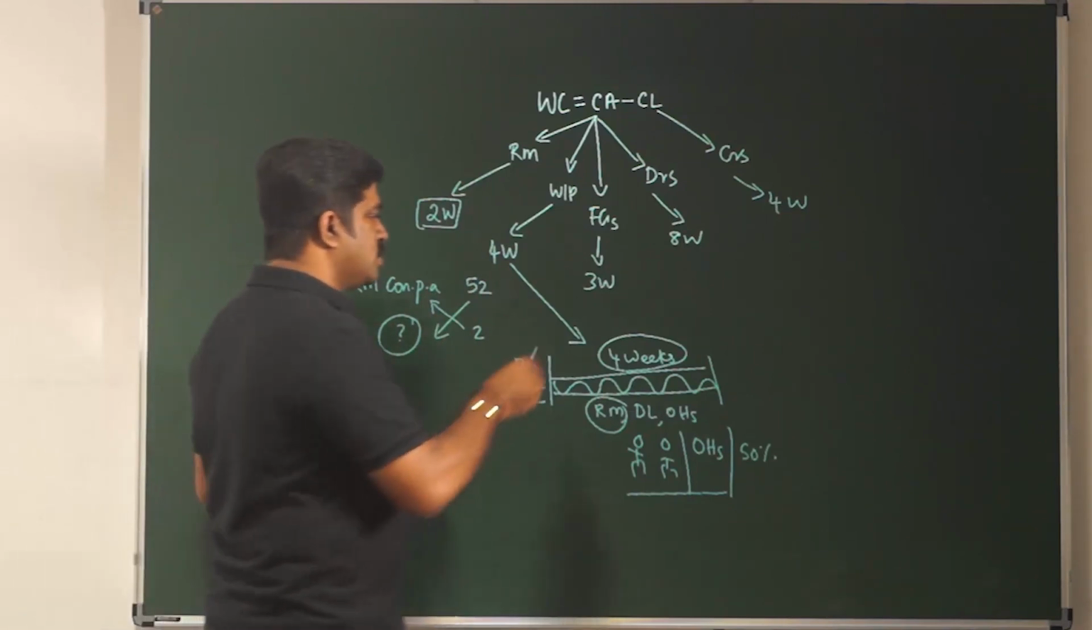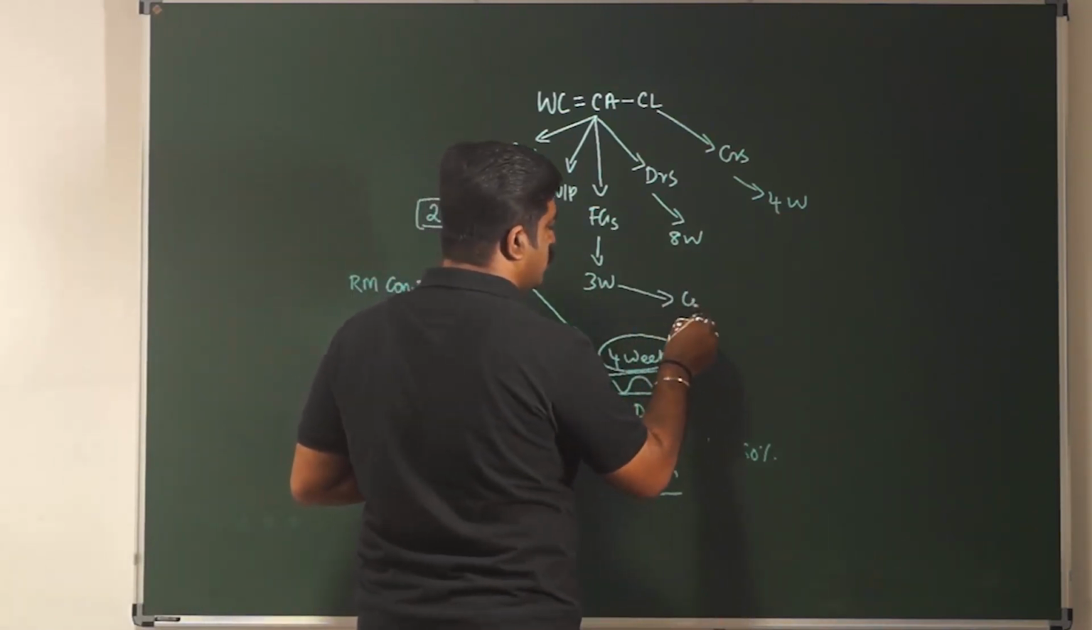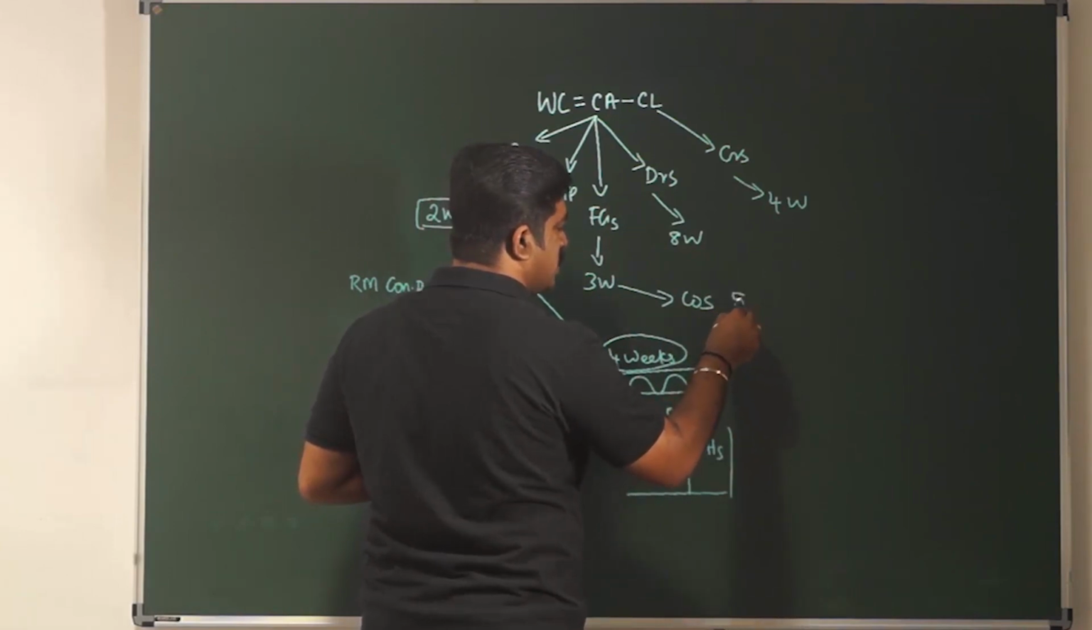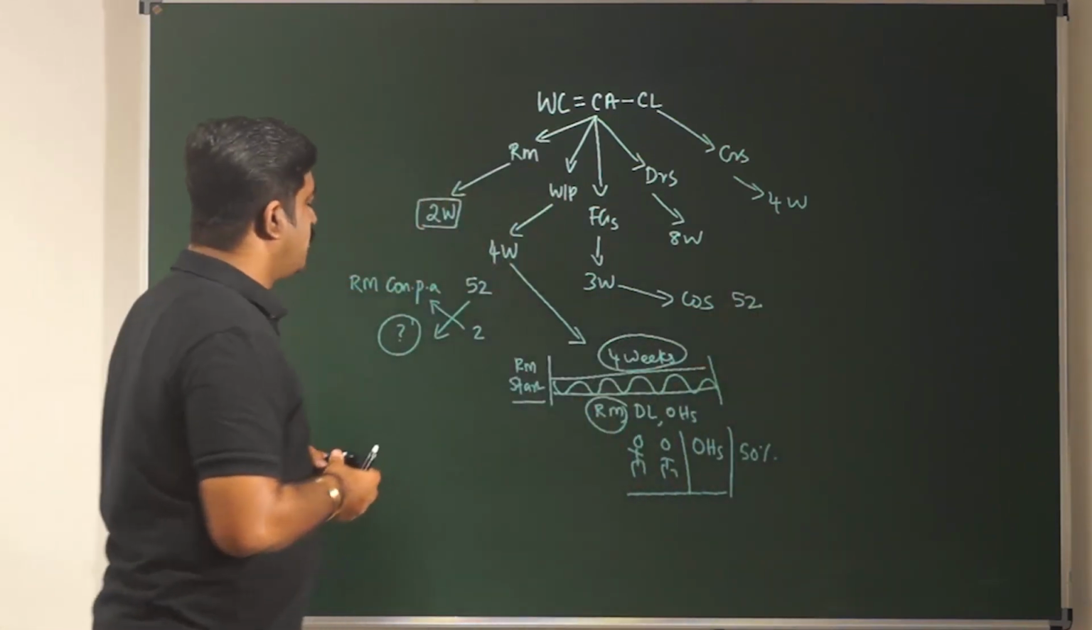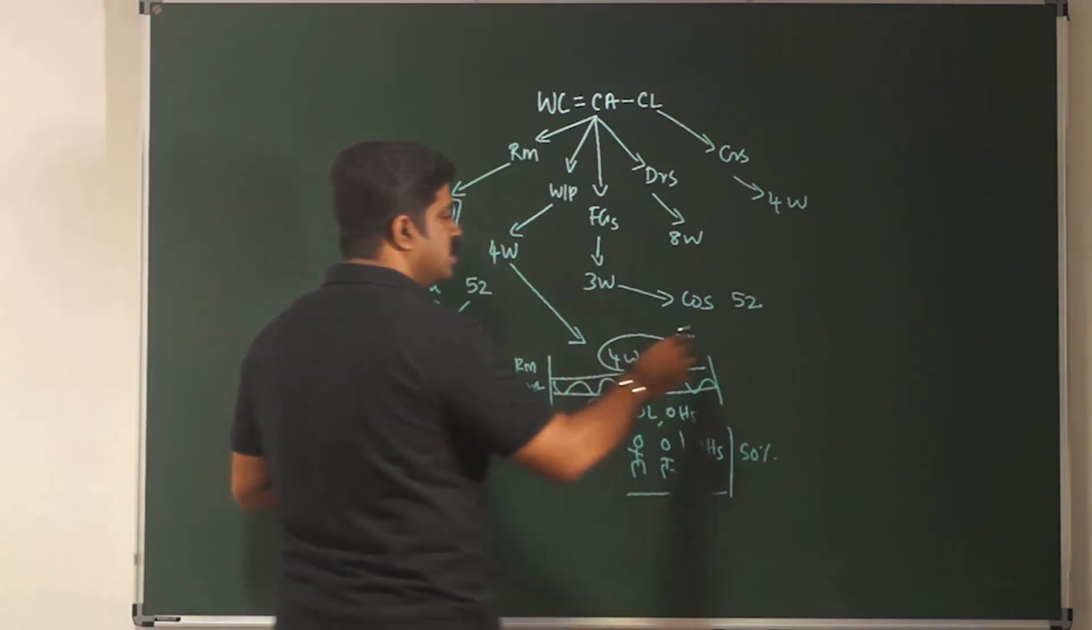What about finished goods? For finished goods, I have to find out cost of sales. If cost of sales is for 1 full year, which is 52 weeks, what is it for 3 weeks?